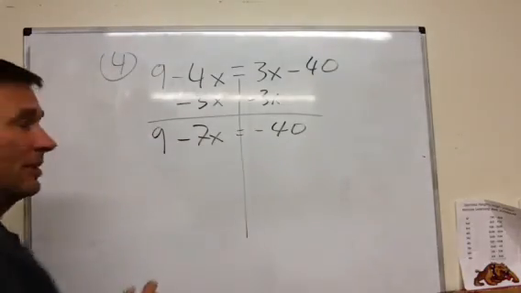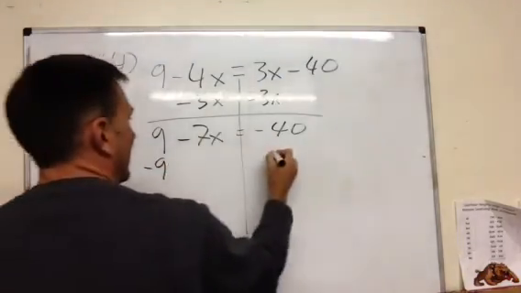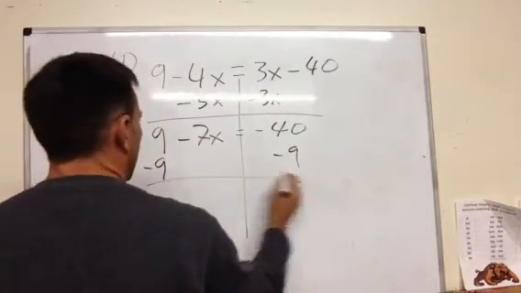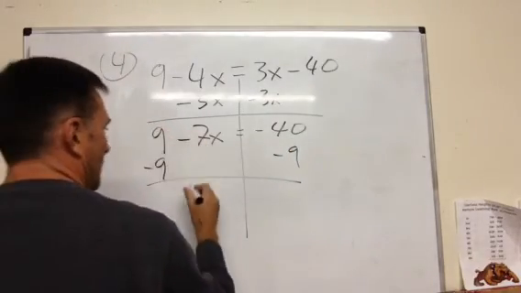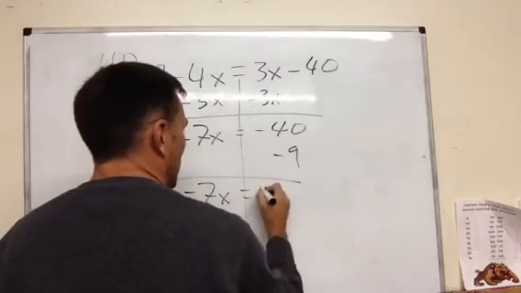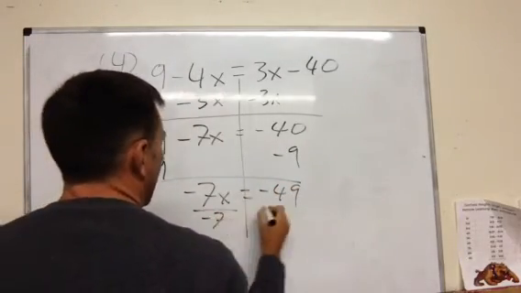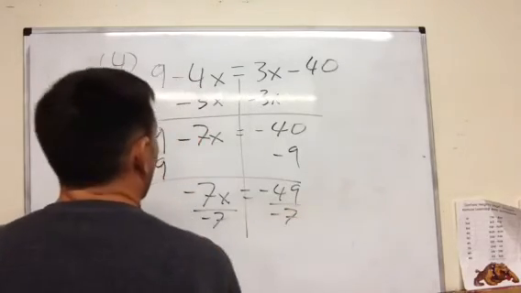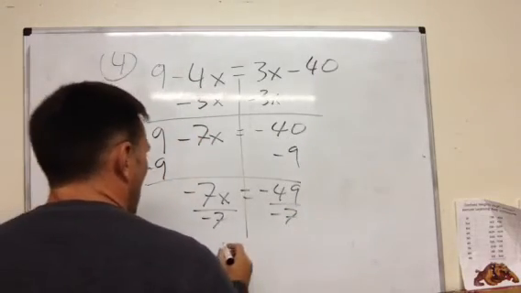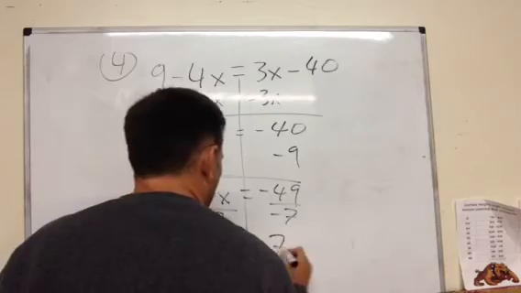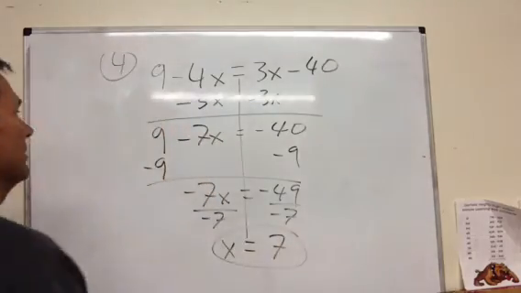We're adding opposites again. Negative 9 and negative 9. This cancels. I'm left with negative 7x equals negative 49. Divide by negative 7. And my answer is a positive 7.